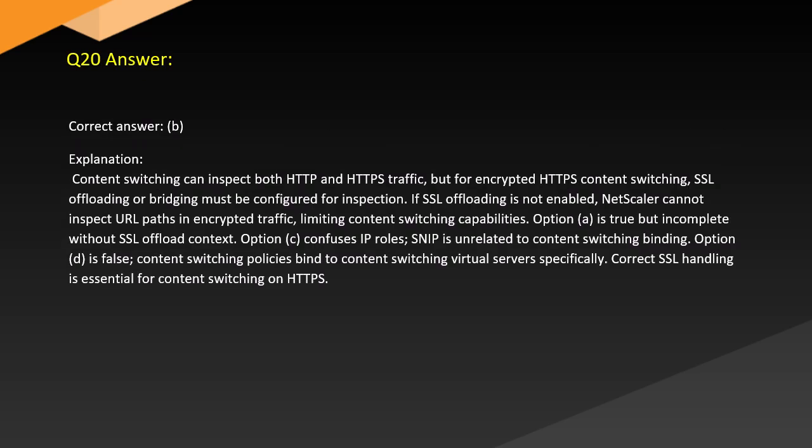Answer. Correct answer, B. Explanation. Content switching can inspect plain HTTP traffic, but for encrypted HTTPS content switching, SSL offloading or bridging must be configured for inspection. If SSL offloading is not enabled, NetScaler cannot inspect URL paths in encrypted traffic, limiting content switching capabilities.